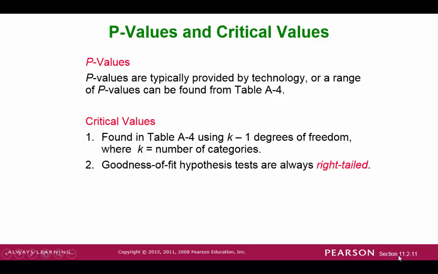Without the p-values, if we're going to use the critical value method, we will be using table A4 because this is a chi-square distribution. And for using table A4, you need the degrees of freedom, and the degrees of freedom will be k minus 1, the number of categories minus 1. And the goodness of fit test is always going to be a right tail test.